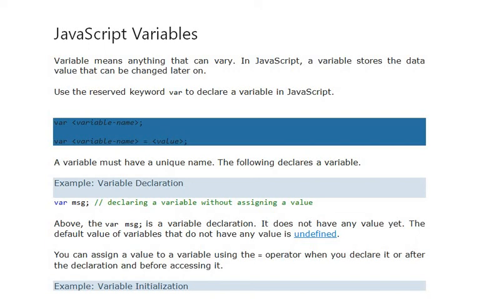Here the variable msg is declared. It's just declared, not assigned any value. It doesn't have any value yet. So you can assign a value to a variable using the assignment operator when you declare it.